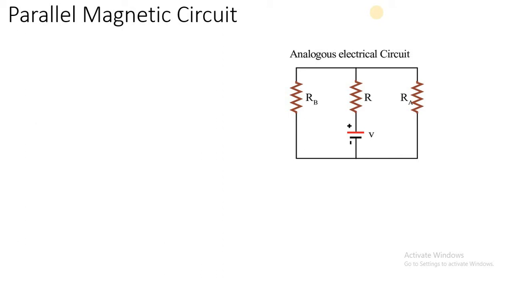How many branches of the circuit are in parallel? Yes, 3 branches are in parallel. Very good. First branch is RB. Second branch is the series combination of R and B. And third branch is the RA. That is RA resistance. So all 3 branches are connected in parallel.